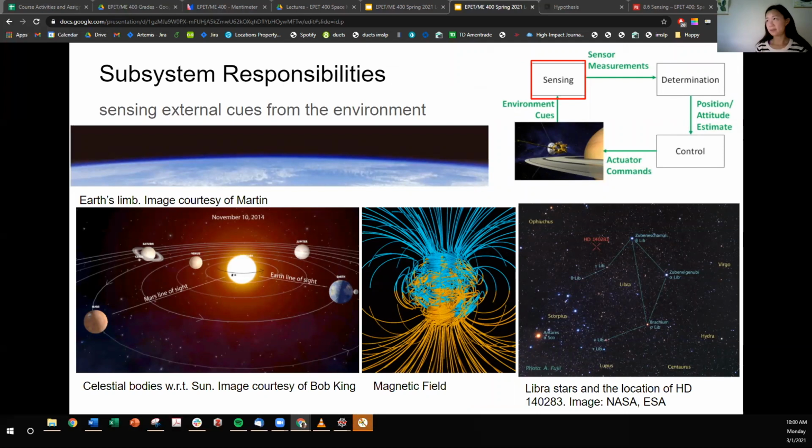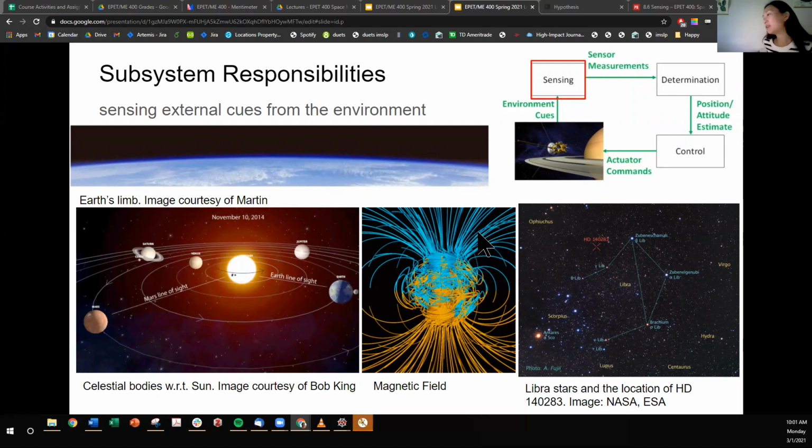For the ADCS system, it's responsible for all the different actions in here. So let's dig into each one. When it comes to the sensing action, we want our ADCS subsystem to sense external cues from the environment. This could include Earth's limb, which is the horizon of Earth. It could include the direction of the sun, or maybe even the detection and direction of other celestial bodies, like the moon.